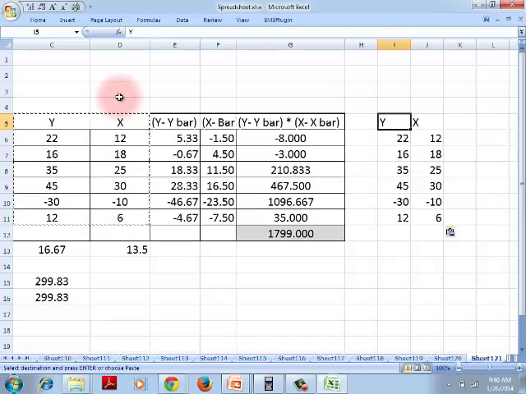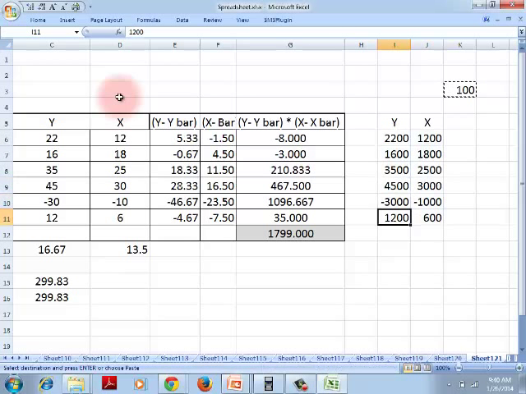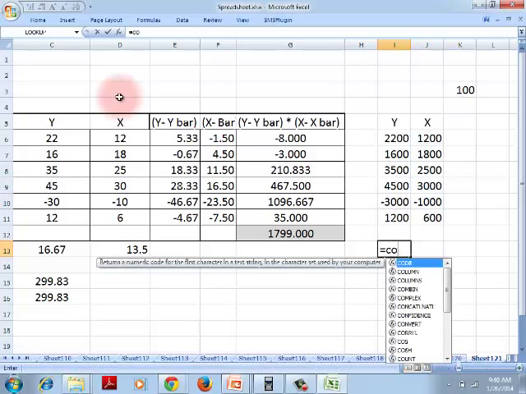Now, if I multiply both the values with 100, x with 100, y with 100, the relationship between them is still going to be the same. Relationship won't change, right? So let's experiment. Let me multiply them with 100. So they have been multiplied with 100 now. Okay. Now let's calculate a covariance.